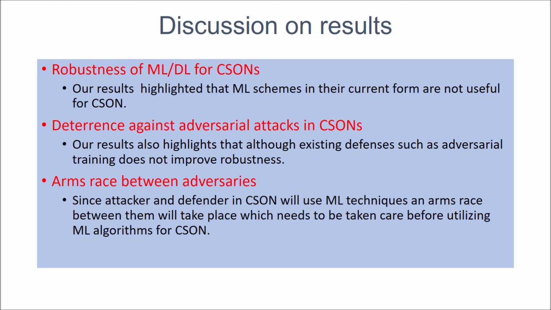And then the second question was the deterrence. So our results also highlight that although there are existing defenses such as adversarial training, it does not improve things, because in the case of BIM adversarial training was not improving any results. And at the end, if you closely look at the results, you will find that the attacker and the defender both are using machine learning techniques. So that will create an arms race between them, and we need to take care of these arms races before we start utilizing ML algorithms for CSONs.